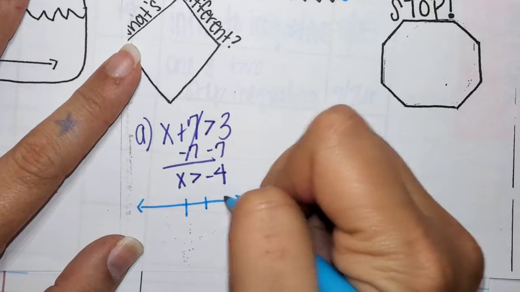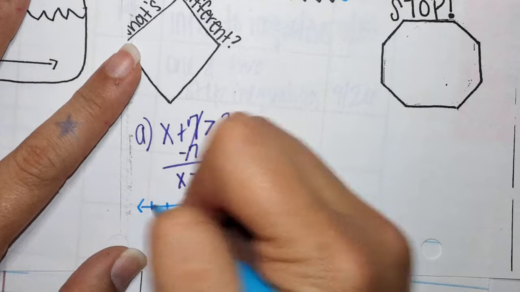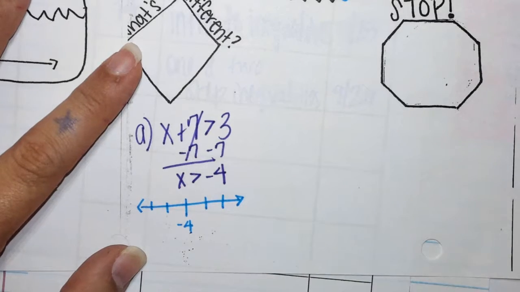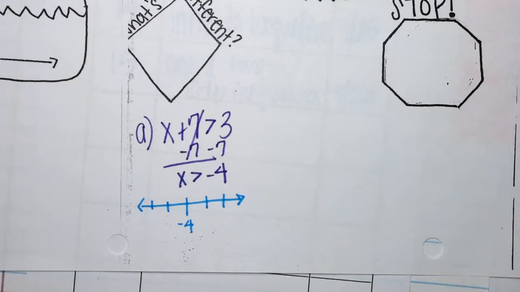All right, what number is going to go in the middle? Negative 4. Do I need to pause and let y'all catch up? Okay.